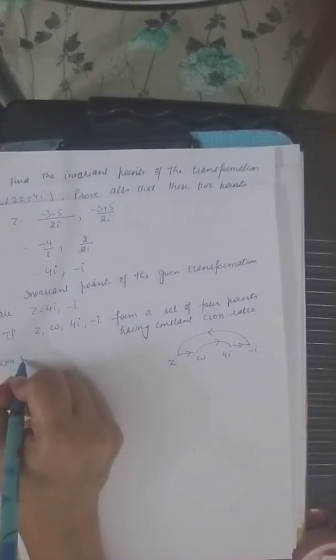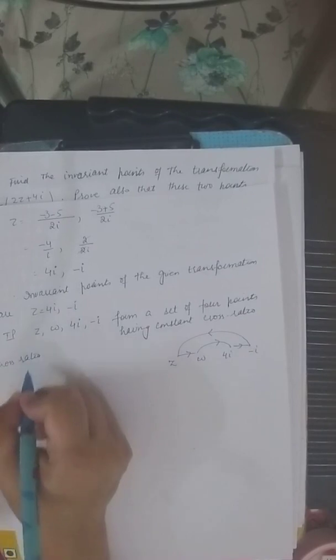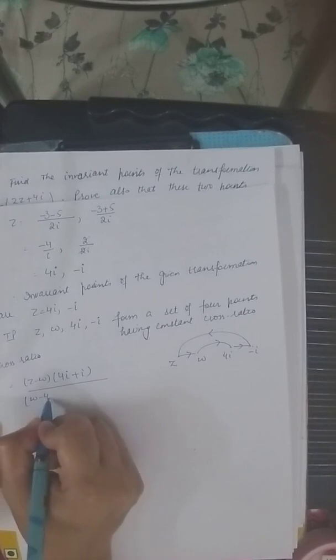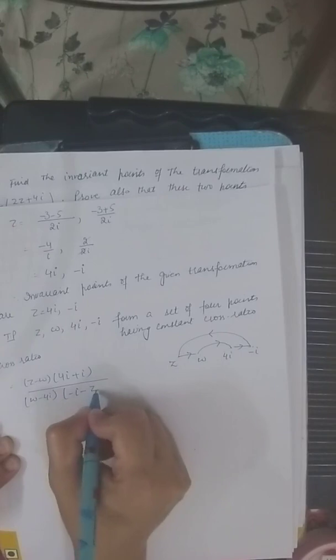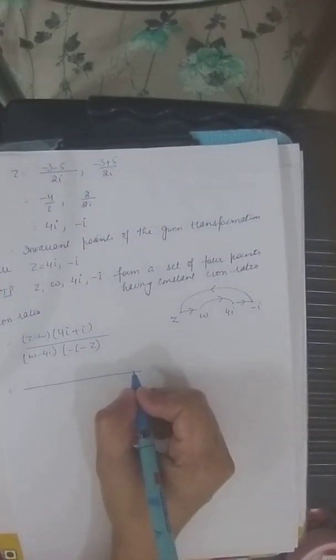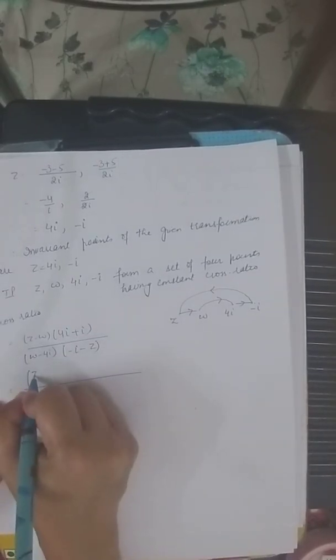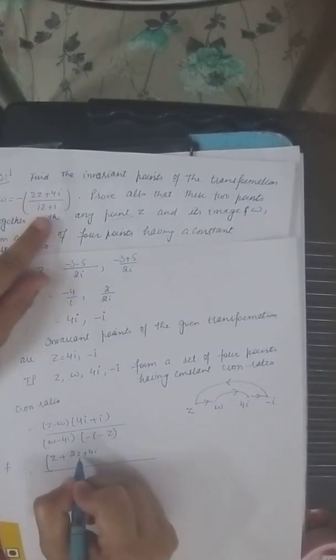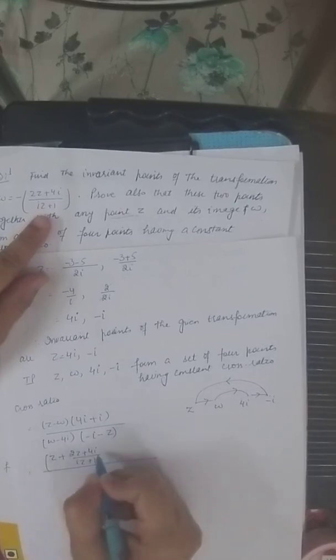Now cross ratio equal to z minus w, 4 iota minus minus iota, that is plus iota, w minus 4 iota, and then minus iota minus z. Now the value of w is minus 2z plus 4 iota over iota z plus 1.